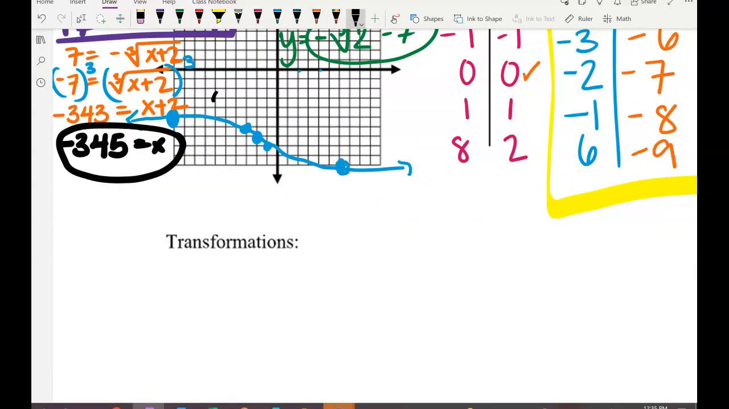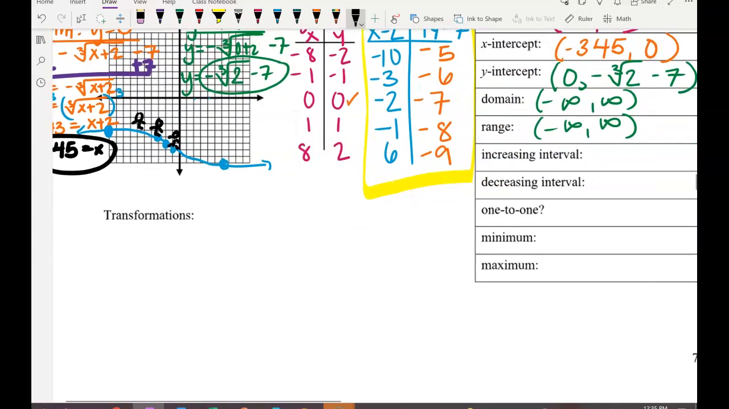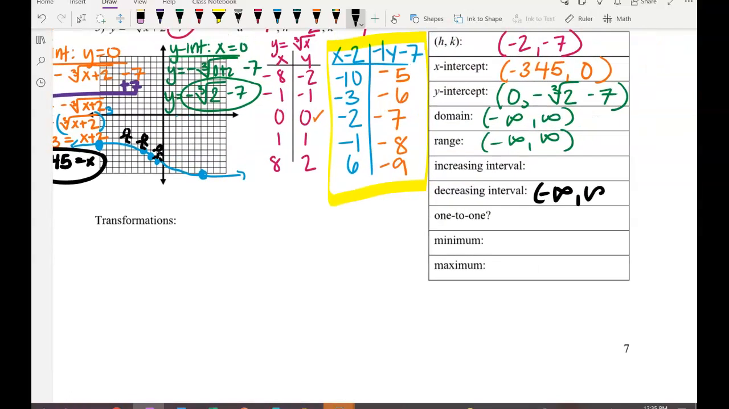So remember, we are always going to go from left to right. If we're going from left to right, can you see that we are going downward? So if we're going downward, that is going to be a decreasing interval from negative infinity to infinity. So that means it's the entire domain. So that is that, okay? Increasing, there's nothing left, so we're going to write NA. It is definitely a 1-to-1, and we do not have any min or max because we do not have any vertices.